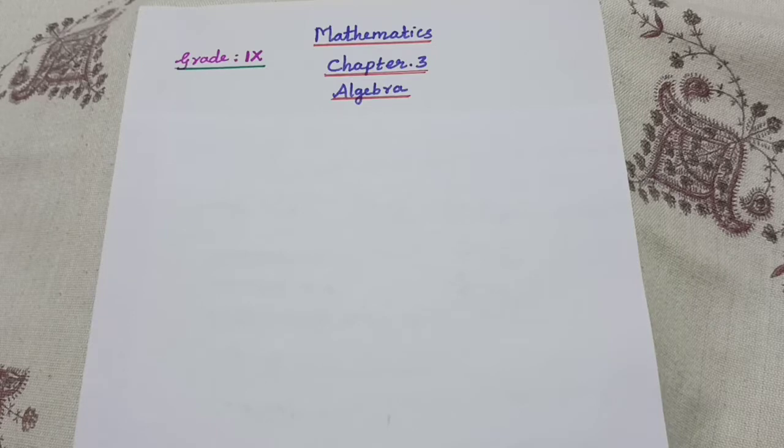Today we are going to see the continuation of the third chapter, algebra. So dear children, take your third chapter note, write it down. In last class we learned about polynomial in one variable, then standard form of a polynomial, degree of the polynomial. Now we are going to see how to find the degree of the polynomial.